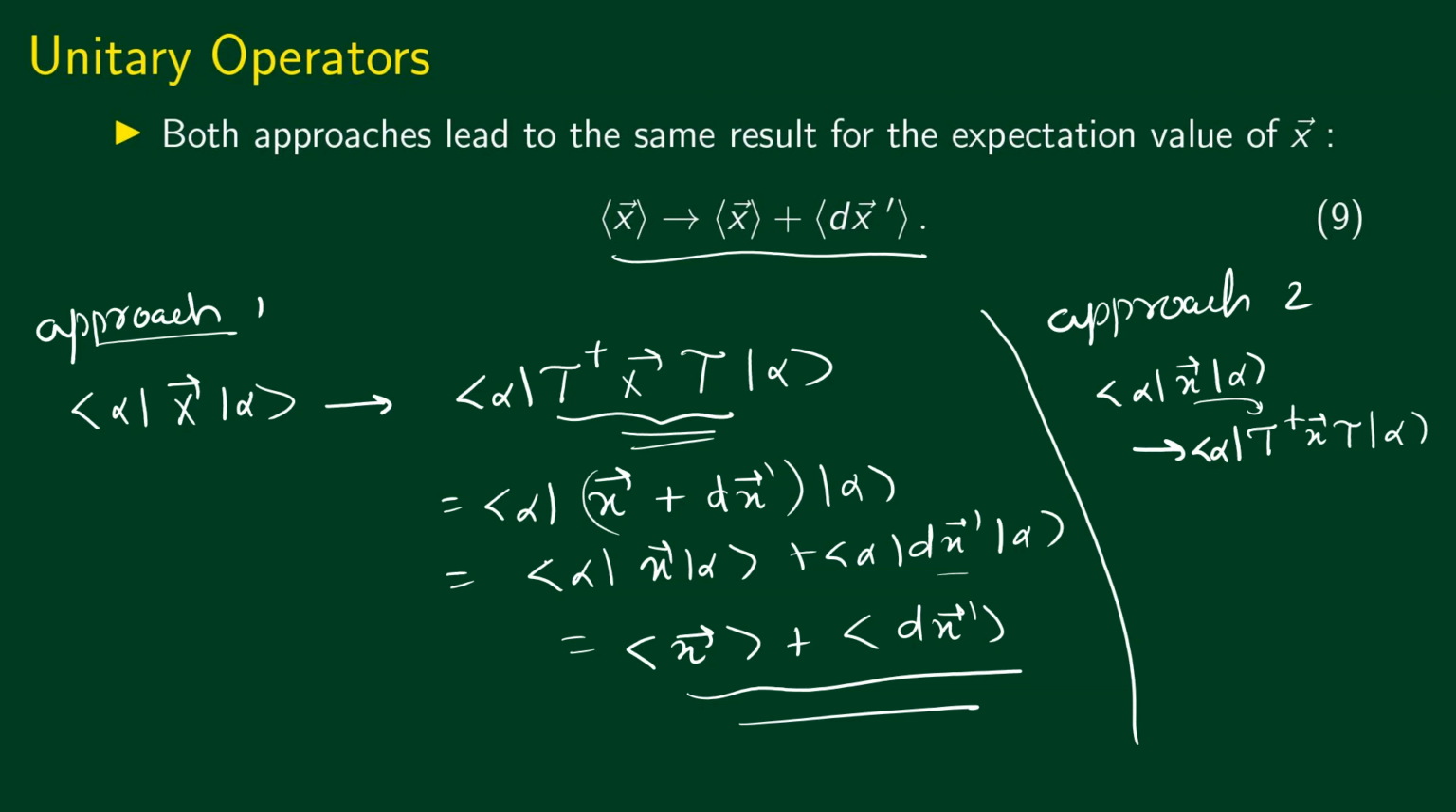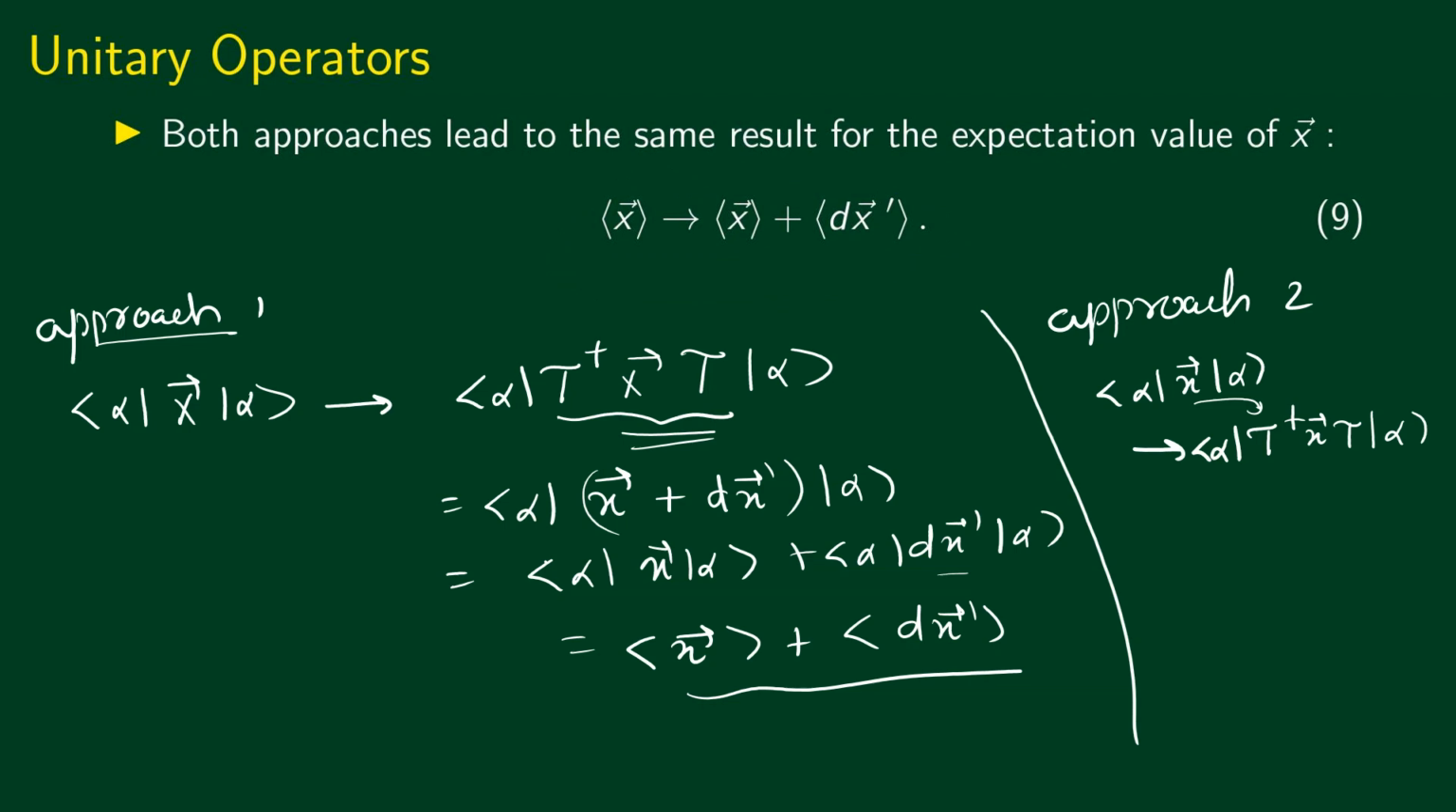In the first approach, you keep the operators unchanged and change the state kets. In the second approach, you change the operator, but you keep the state kets unchanged, and both approaches give the same result for the change in the expectation value.